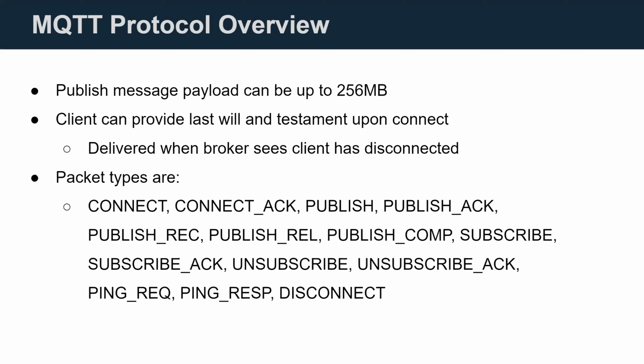The last will and testament allows other clients to be informed when devices have lost their connection to the broker. During a normal session, a client would disconnect, indicating an intentional orderly shutdown. But if a broker loses the connection ungracefully, then the disconnected client can inform its peers using the last will and testament message. Also, as you can see, there are only 14 packet types for the version 3.1.1 protocol.